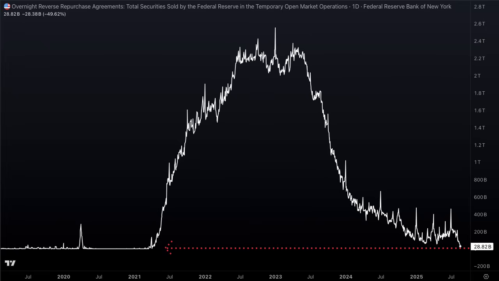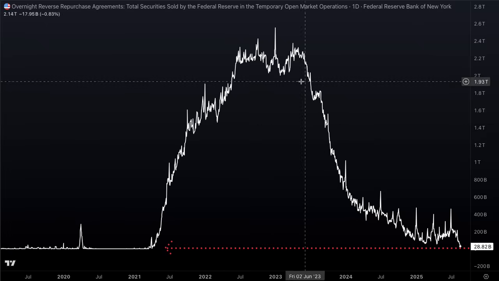Just in, the Fed's reverse repo facility just plummeted to a jaw-dropping $28 billion, the lowest level in 4 years. Why does this matter? It's a signal that the financial system's liquidity is drying up fast, and the ripple effects could be widespread and significant. In this video, we're breaking down 5 key points you need to know about what this means for markets, banks, and maybe even your wallet.